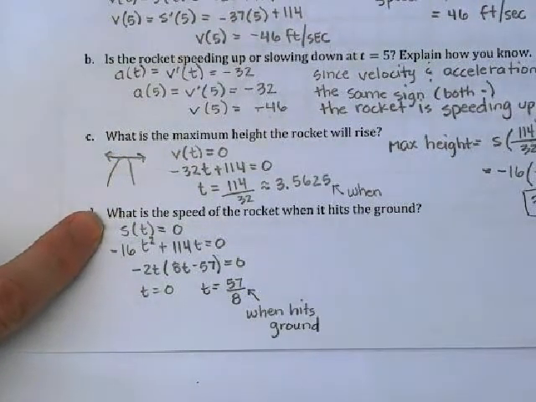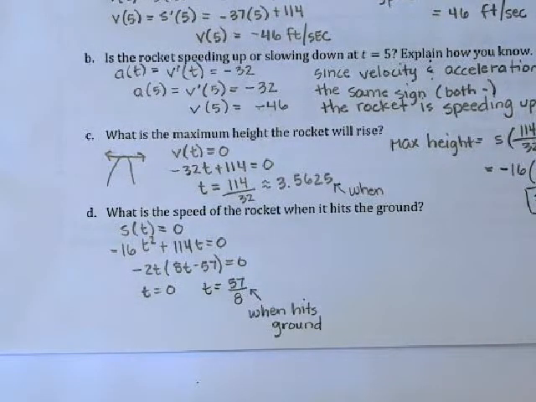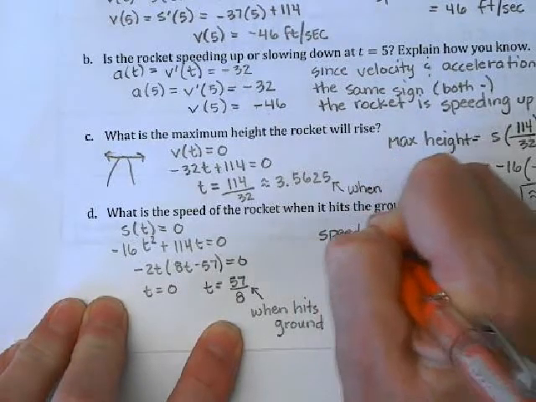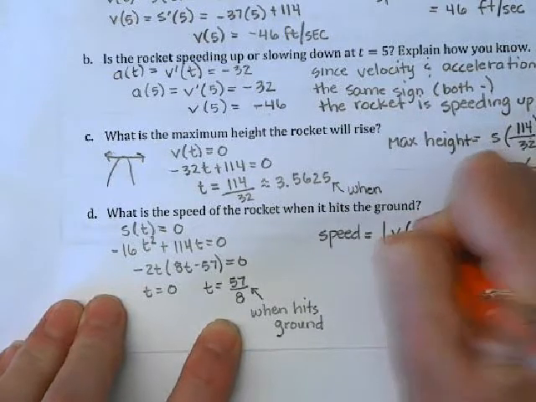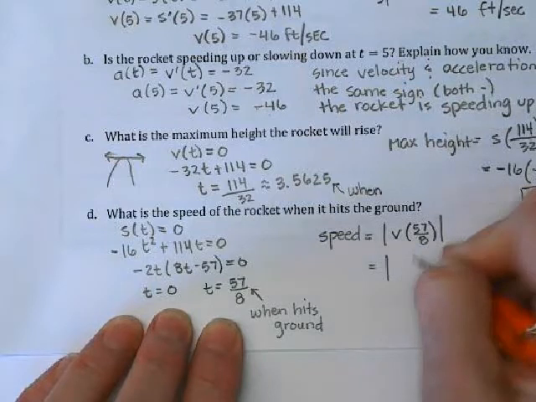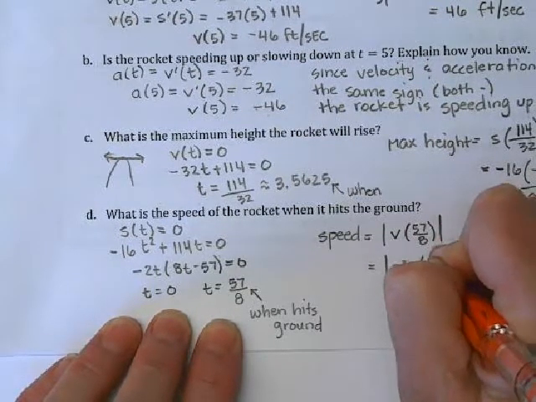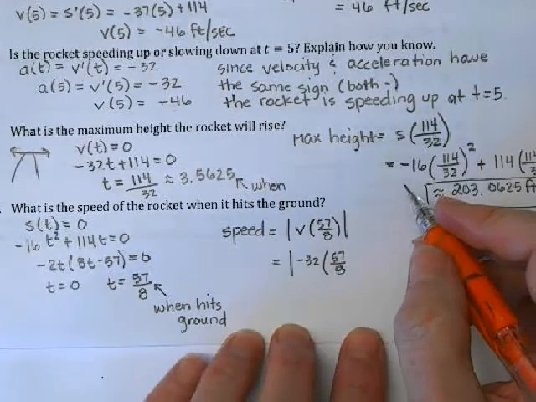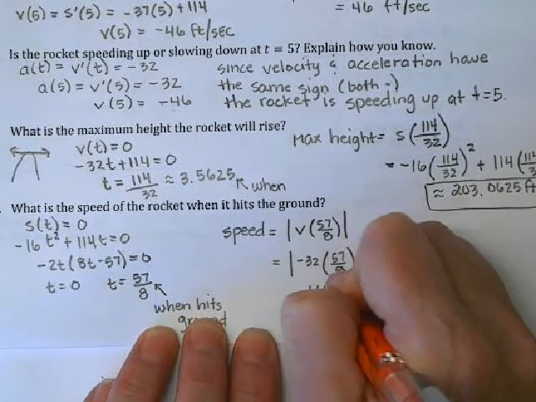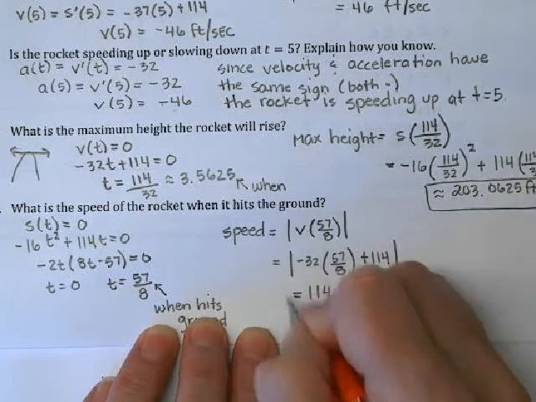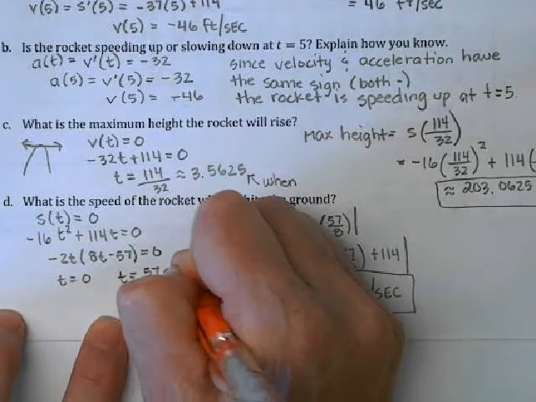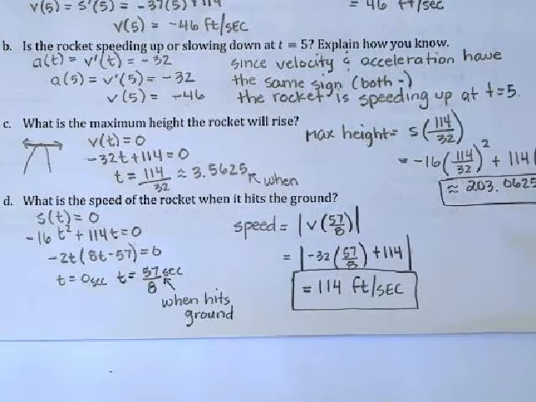Again, I didn't answer the question. It wants to know what the speed is. The speed is the absolute value of the velocity when it hit the ground. So speed is the absolute value of the velocity at 57/8. That is the absolute value of negative 32 times 57/8 plus 114. And there is my answer. Again, in order to justify that answer, I would want to show all of that stuff. Okay, that's it.